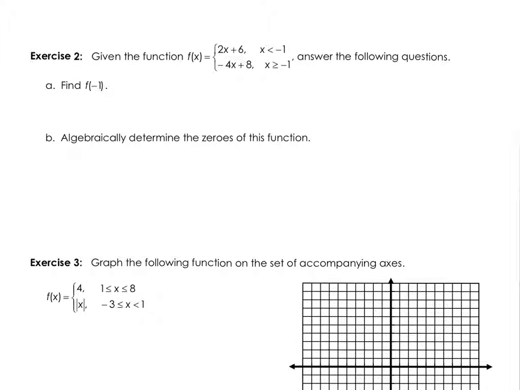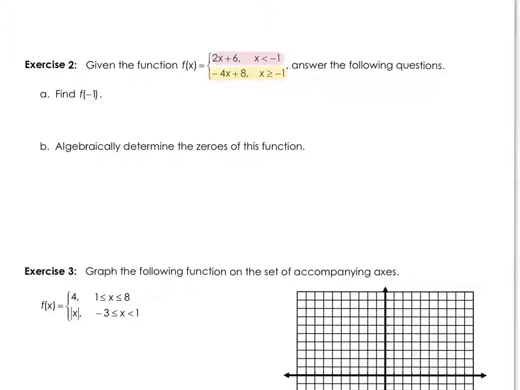This next example says that given the function f of x, and we're again given a piecewise function, so I just like to highlight the top and bottom in different colors so we know that there are different functions. So we're going to answer the following questions. F of negative 1. If we're looking for negative 1, that's the x value. So which one does negative 1 fit in? Is negative 1 less than negative 1? No, that's not true. So we have to look at the next piece.